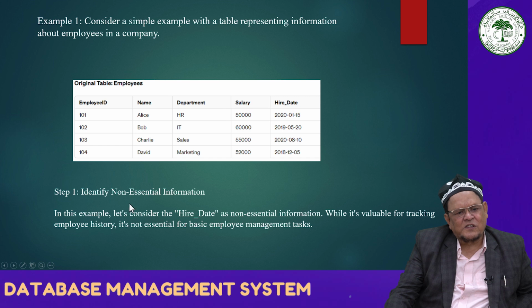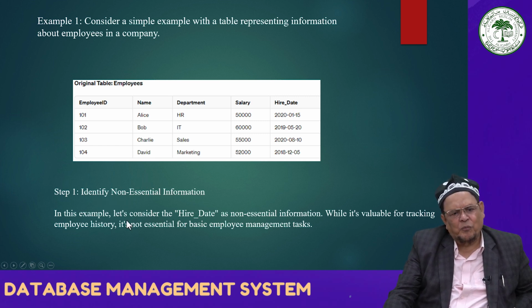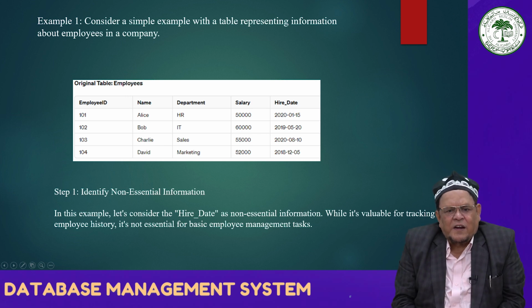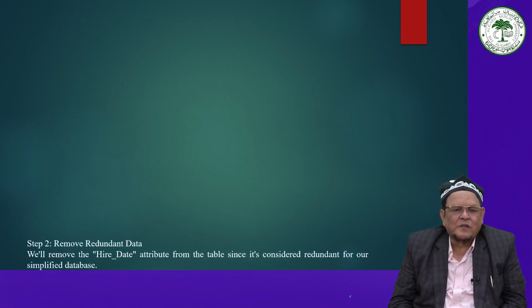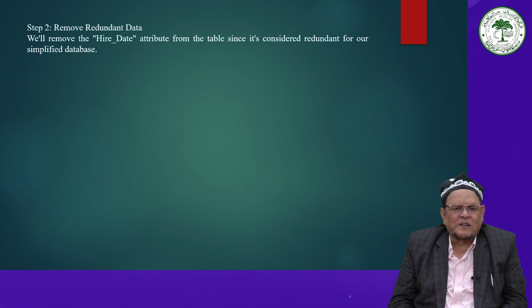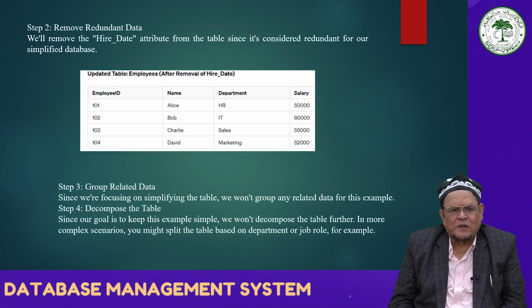How will you check? The first step, as I have already explained just a few minutes before, is to identify the non-essential information. In this example, let's consider the hire date. It means when the employee is hired. It is non-essential information; while its value is for tracking employee history, it is not essential for the basic employee management task. Second step, remove the redundant data. We will remove the hire date attribute from the table since it is considered redundant for our simplified database.